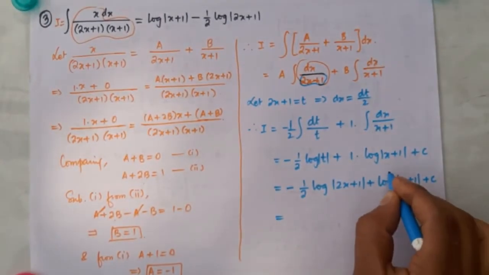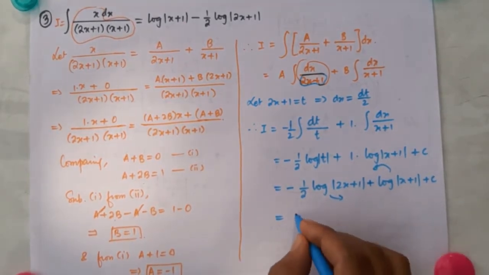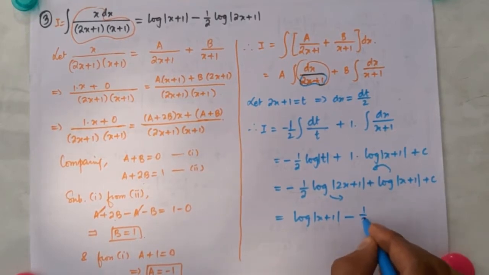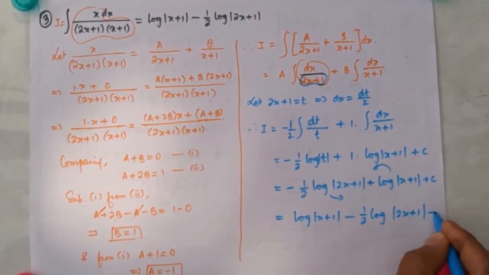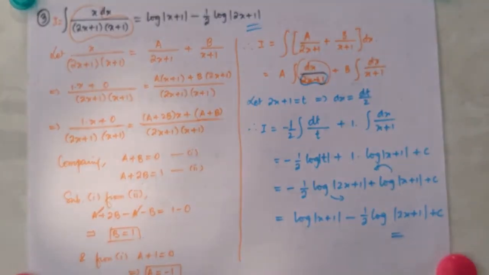Now if you do the rearrangement, take this to the front and take this to the second, you get log (x plus 1) minus half of log (2x plus 1) with constant of integration, and that's what you need to show here. So you may pause the video and note it down.